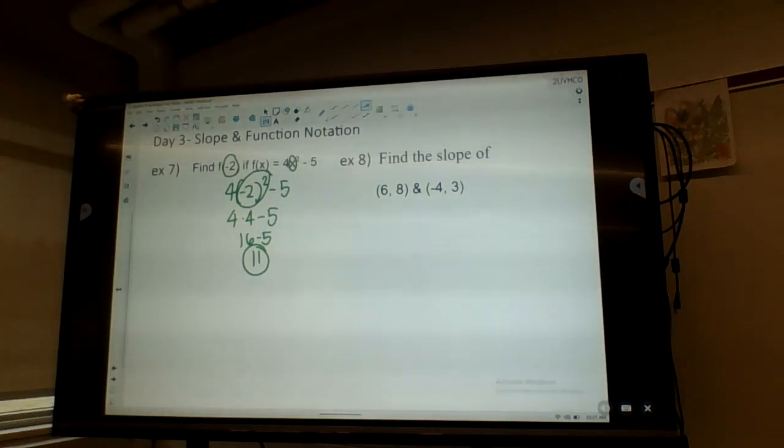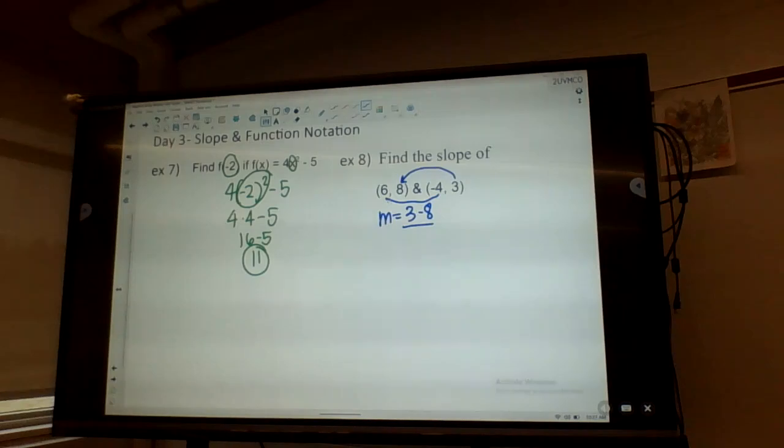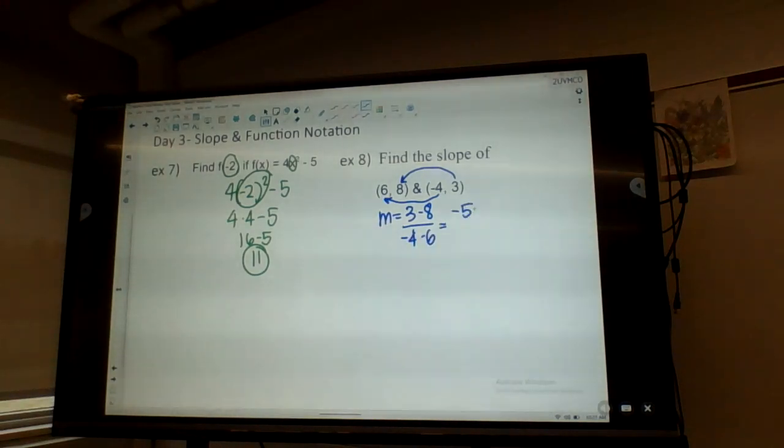Our next one is slope. y2 minus y1 over x2 minus x1. 2 negatives would just make a positive. So this would be a positive 1/2 as our slope.